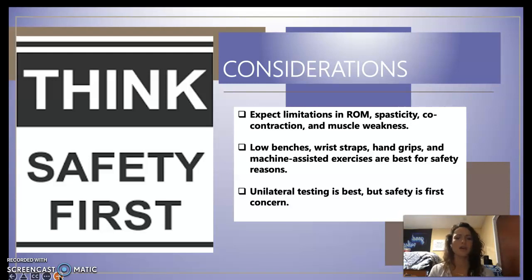So things such as low benches, wrist straps, hand grips, and any exercises where it is safer for us to use the machines, we're going to use those to ensure his safety and his adherence to the program as well. Because who's going to want to adhere to a program that makes them feel like a failure if they fall or hurt themselves? And as I said before, unilateral testing is best, but safety is our first and utmost concern.